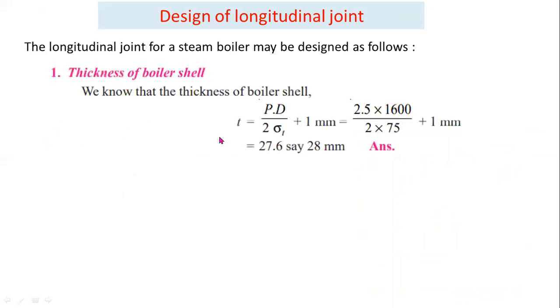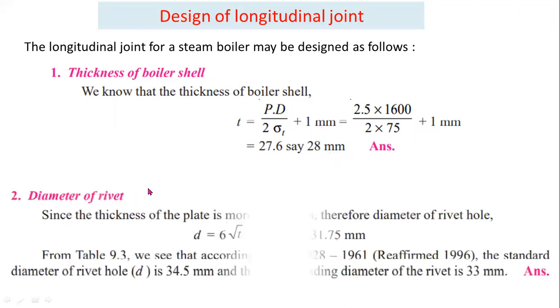In the first case, I am going to design a longitudinal butt joint. Here is the formula for selecting the suitable thickness of the boiler shell. Here small t is the required thickness of the boiler shell. t equals maximum inside pressure into diameter of the boiler divided by 2 into sigma t, where sigma t is the tensile stress for boiler material, plus 1 mm corrosion allowance. So this is the required thickness of the sheet. Metal sheet thickness is 25 mm.